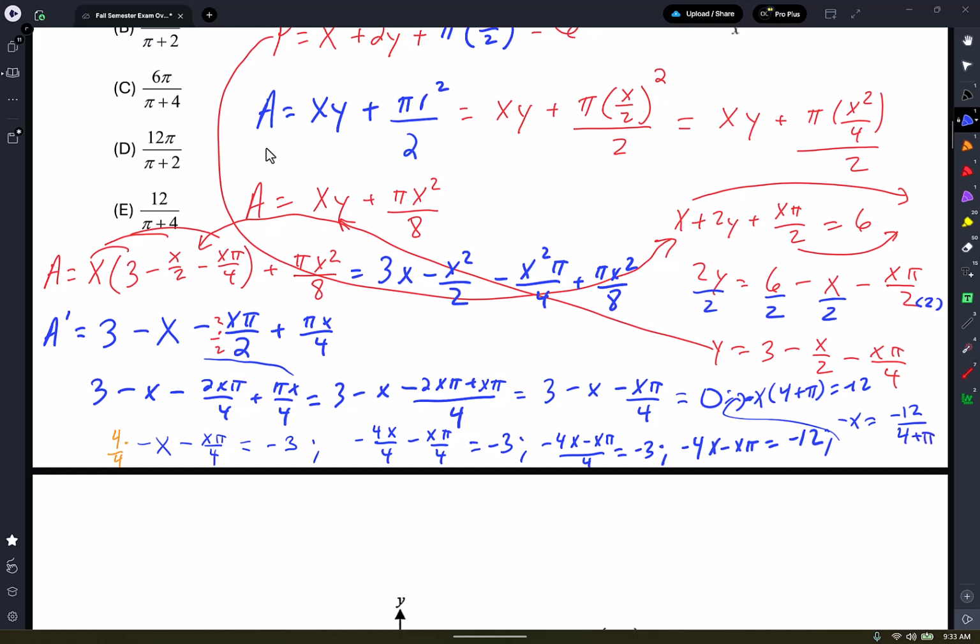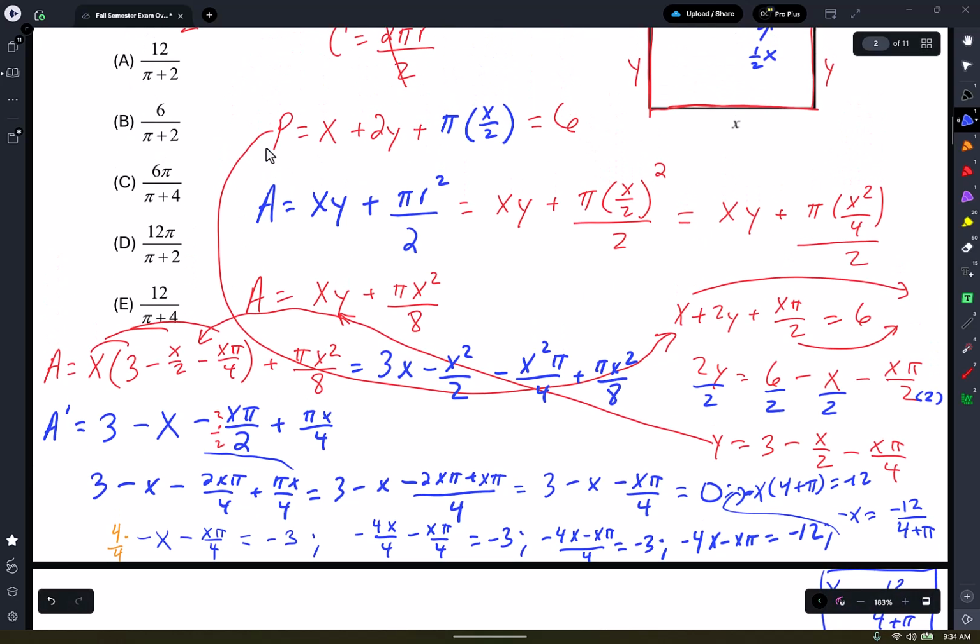And the last move, I don't want negative x, I just want x. So you just either divide by negative or multiply by negative, whatever you think is easier. So what do you think is easier, multiply? x equals 12 over 4 plus pi. And there it is, the first 5.